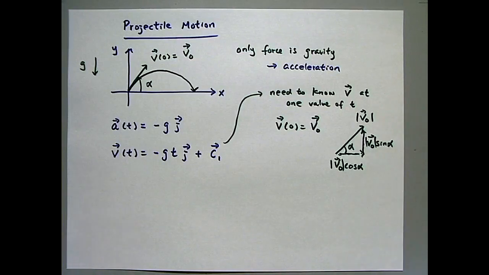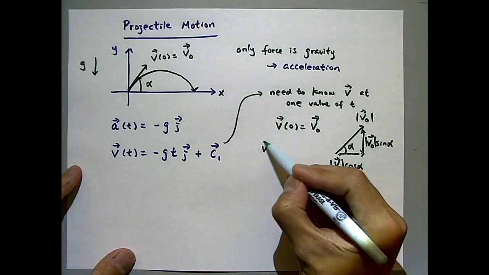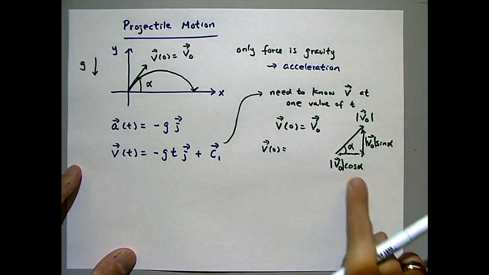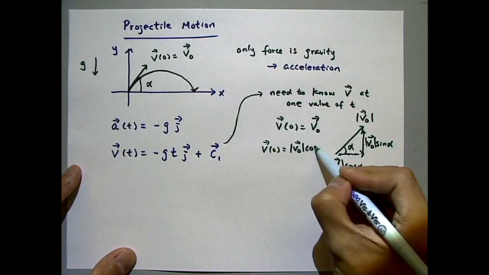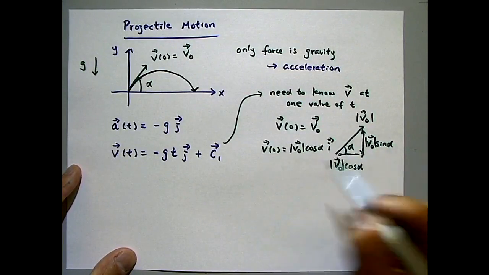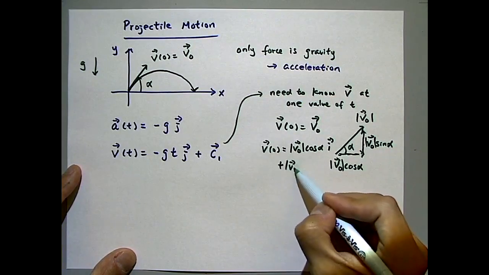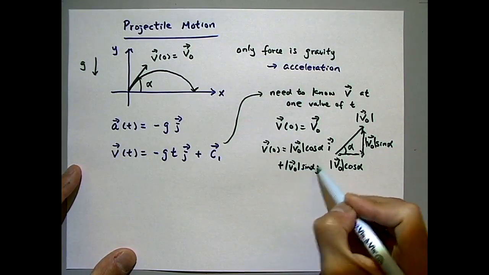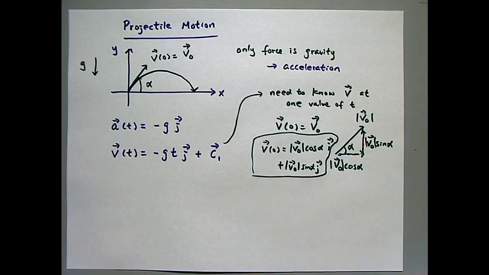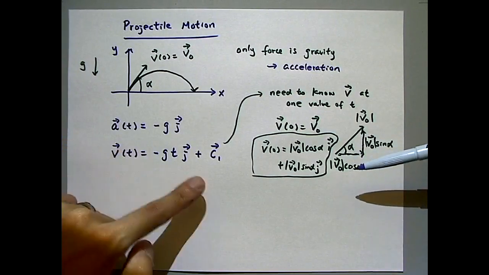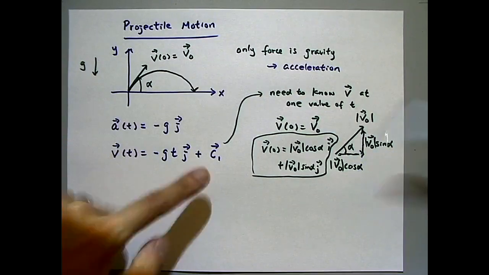So this tells me that v at initial time is equal to v sub 0 cosine alpha i component plus v sub 0 sine alpha j component. Sorry, those things are running together. Okay, so that's what we need to find out our first constant of integration.